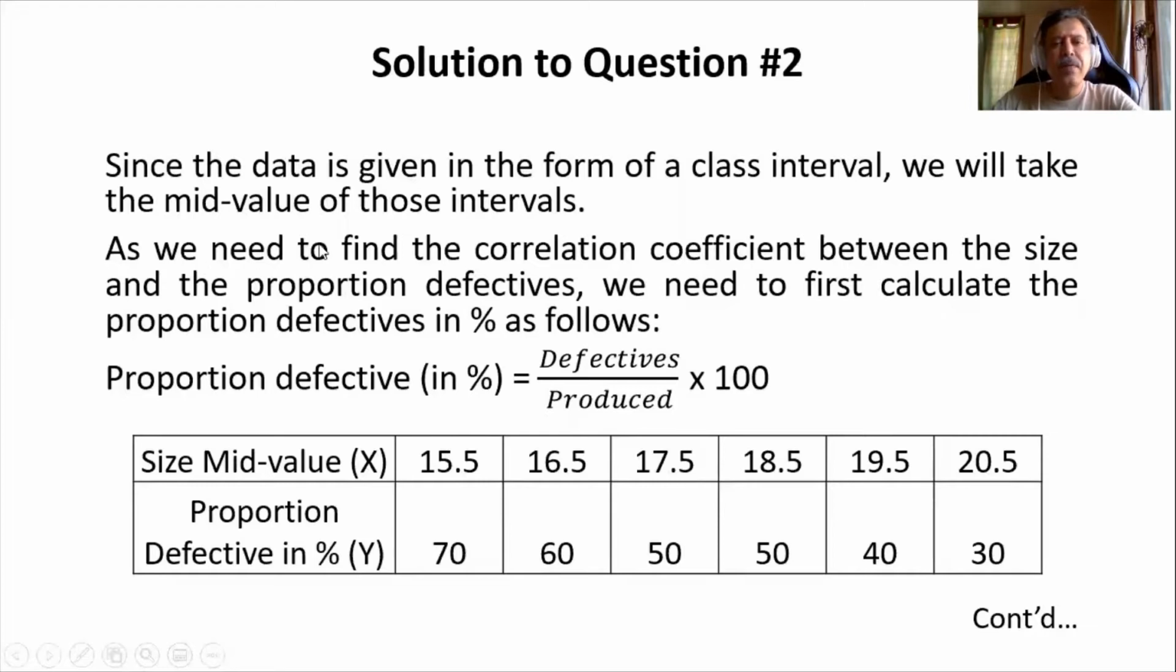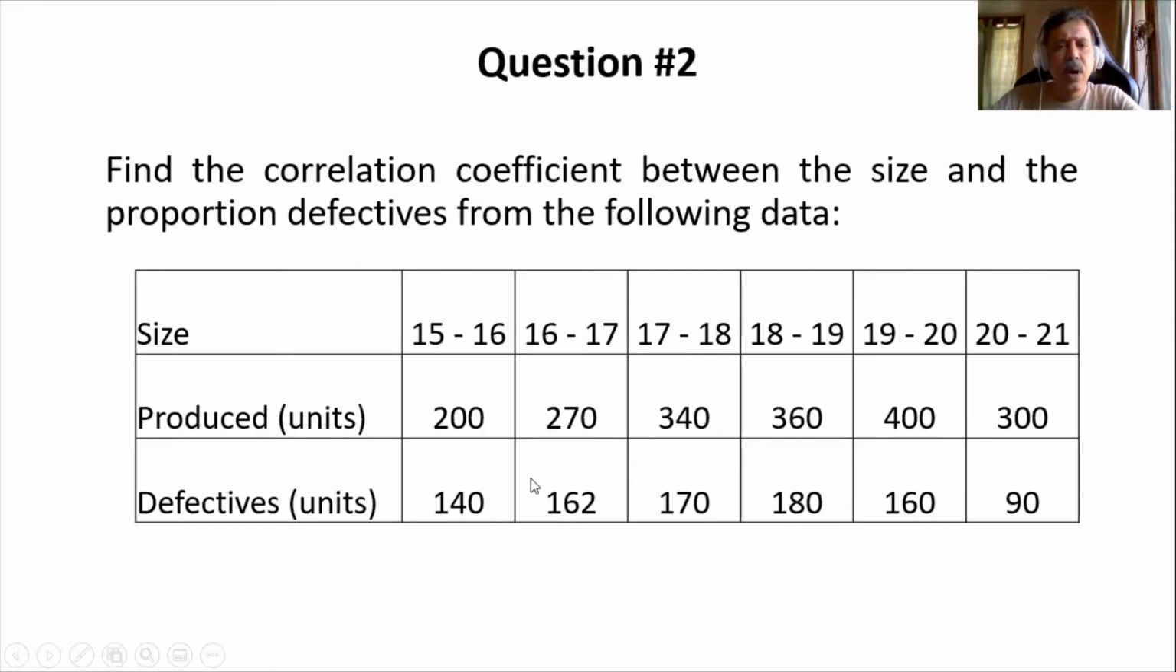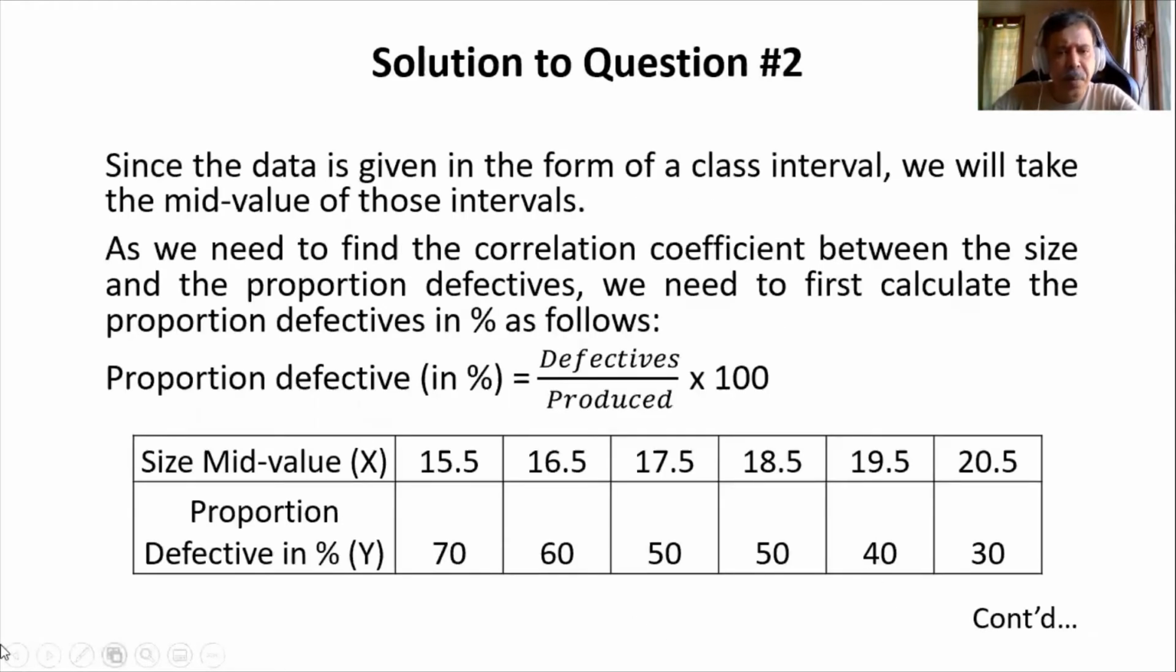Then we need to find the correlation coefficient between the size and the proportion defectives. So that means we need to find out the proportion defectives in terms of percentage. So defectives divided by produced into 100 means 140 divided by 200 into 100. First one will become 140 divided by 200 into 100, 162 divided by 270 into 100, like that. So we have to find out proportion defective and write those proportions. Now we have to find out the correlation between x and y.